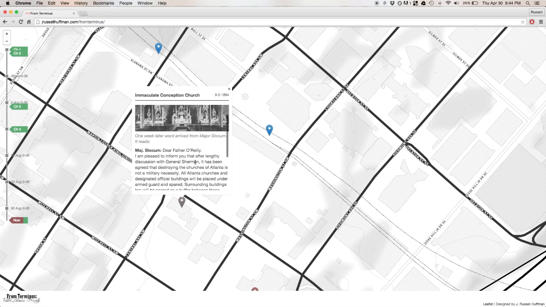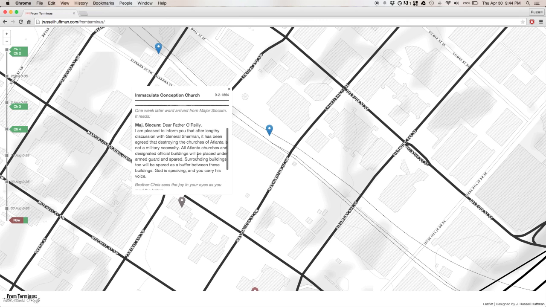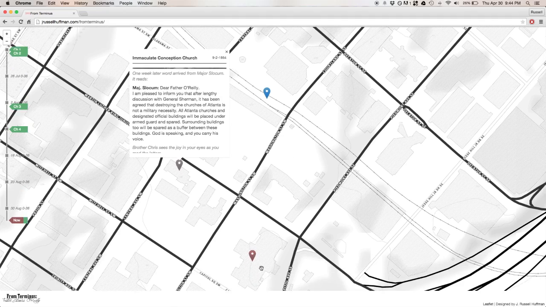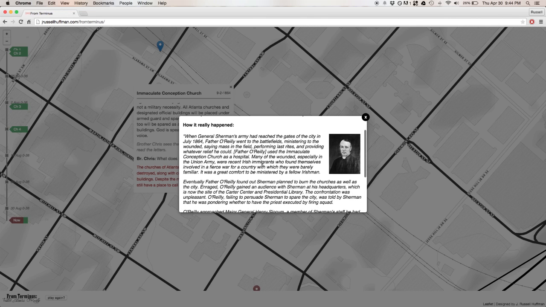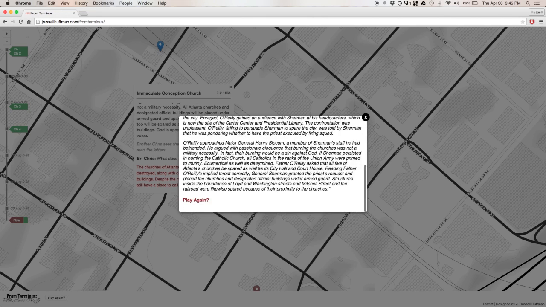In this particular ending, which is a historical ending, the church was saved, as well as City Hall, and some of the buildings around it as a buffer. So that's it. And then at the end, we get a text box that shows us how it historically happened, what Father Thomas O'Reilly actually did, to show the player what actually happened.